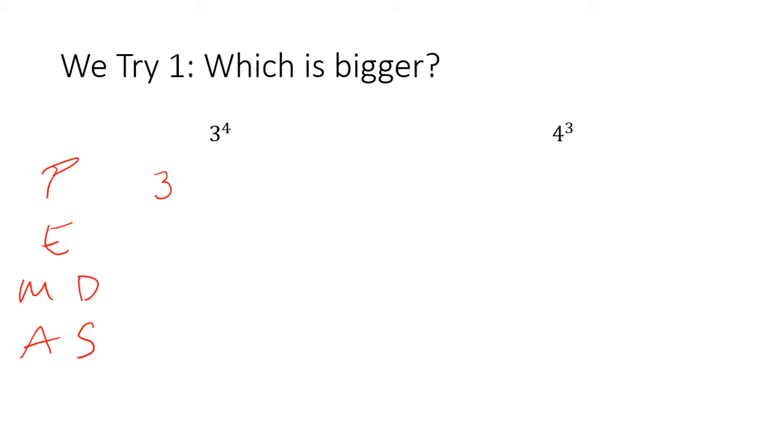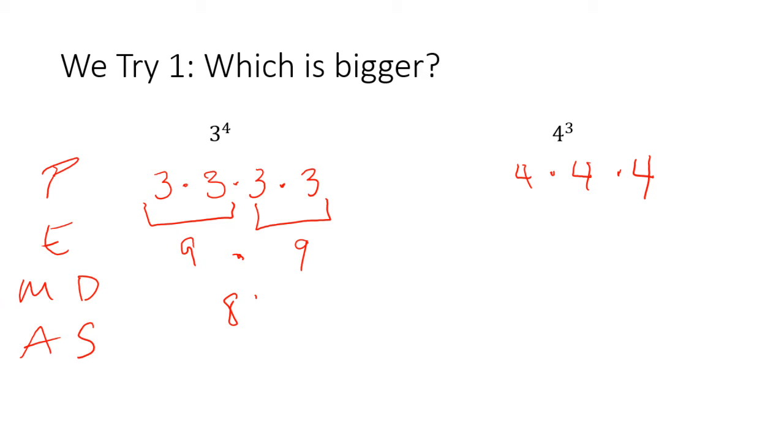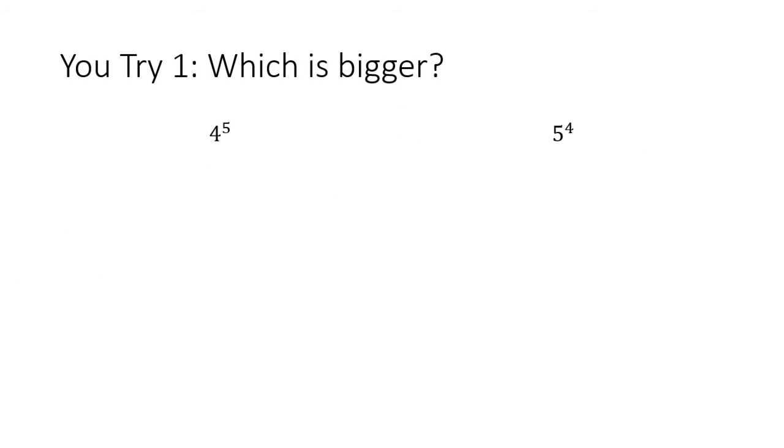So 3 to the fourth power means that I'm going to be multiplying by 3 4 times. 4 to the third power means I'm going to be multiplying by 4 3 times. 3 times 3 times 3 times 3. Well, I know what 3 times 3 is. That's 9. And 9 times 9 is 81. Okay, so we'll see which one's bigger. 4 times 4 is 16. 16 times 4 is 64. So which one's bigger, 81 or 64? Well, 81's bigger. So 3 to the fourth is bigger than 4 to the third. Huh, interesting. Go ahead and pause the video and try this one on your own.